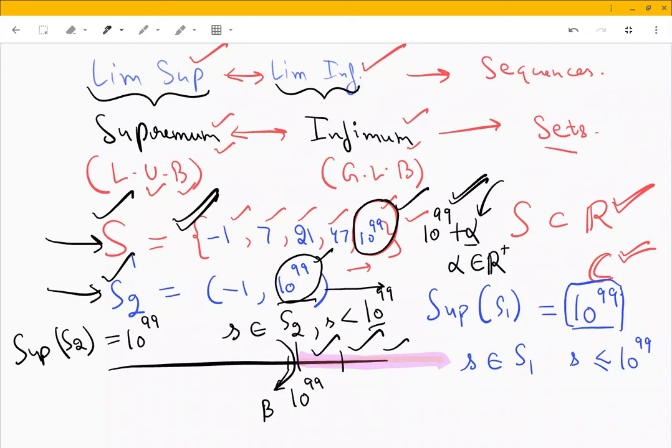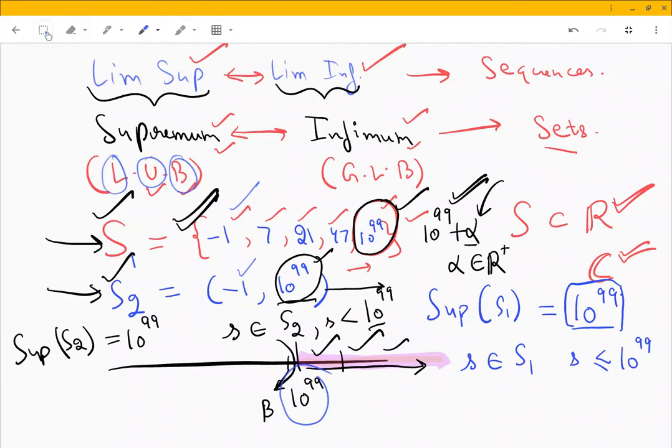And now, since there are uncountable upper bounds, but the smallest of all is 10 to the power 99, that is why it is called the least upper bound. So the least upper bound is the supremum of the set. Similarly, infimum, same idea, same concept. I don't think it needs an explanation. So I'll erase all of this and we'll move to limit superior and inferior.